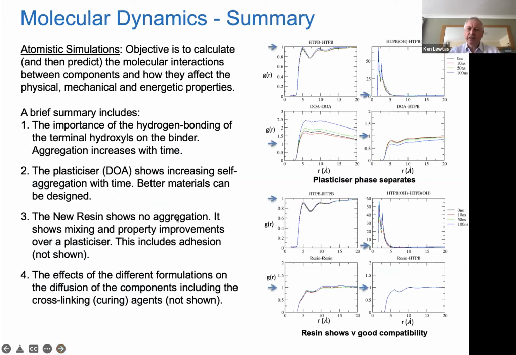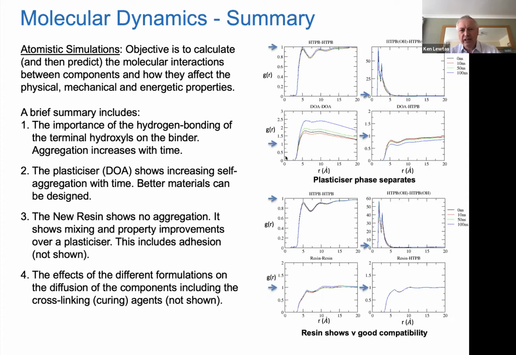This is a bit busy, but I'll try and take you through it slowly. The top 4 images here are with the plasticizer and the polymer, and the bottom is with the newer resins. So these are atomistic, and this is using radial distributions. And basically, the closer you get to 1 here means the better it is. The more it deviates, the more it wants to aggregate and phase separate. And the colors determine the time.